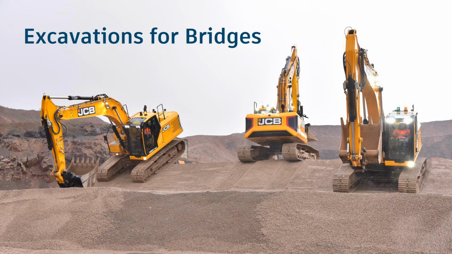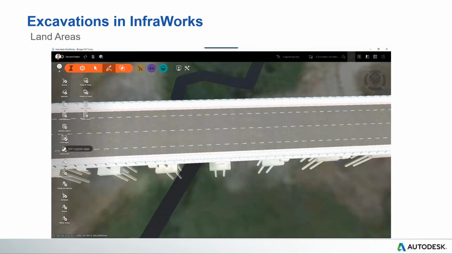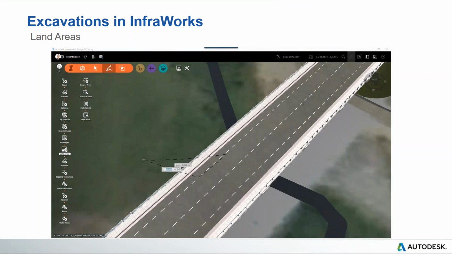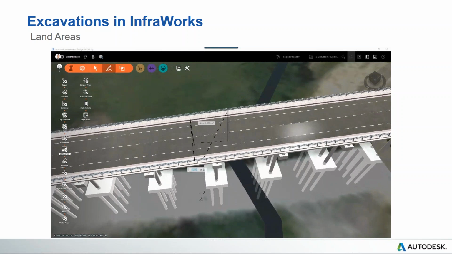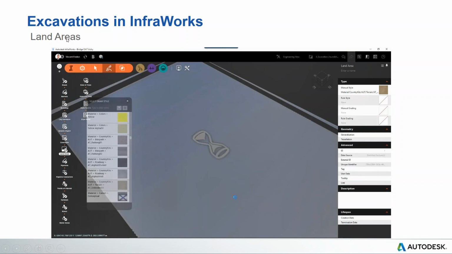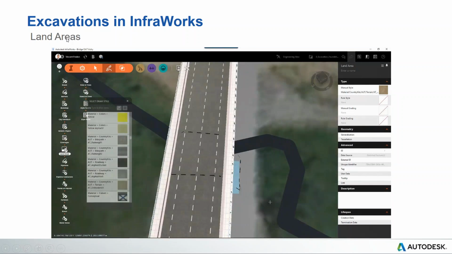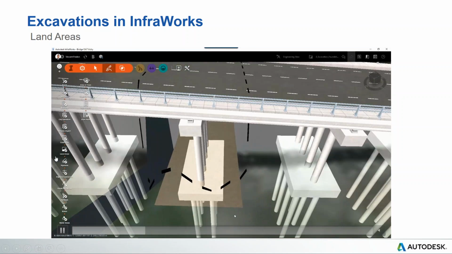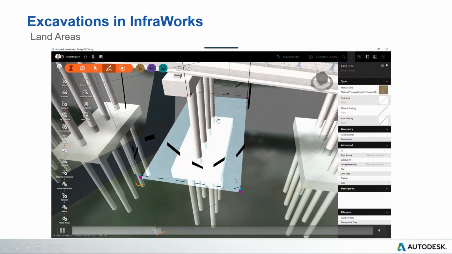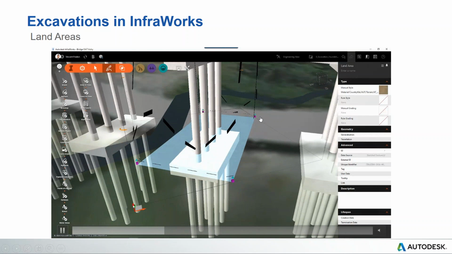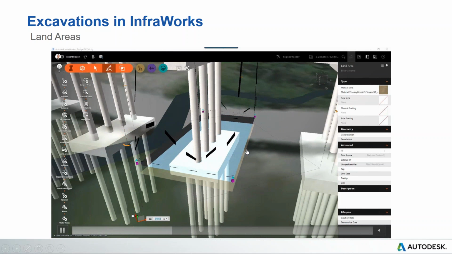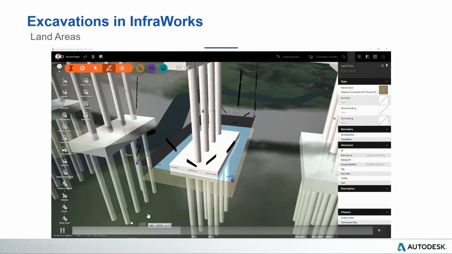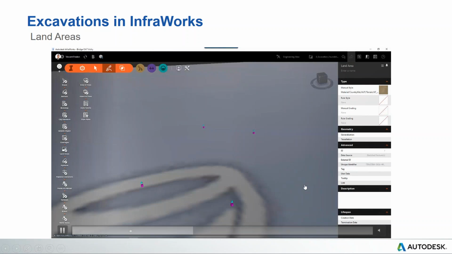What about checking the excavations required for these bridges, and specifically for the piles or the foundations or the pile caps? We can definitely make use of Infraworks as well as Civil 3D. In Infraworks, we can leverage the land areas capabilities. Here it's basically by just picking that land area icon and then specifying the area where we will be excavating, and using the gizmos, or by specifying a certain numerical figure, we can specify the depth at which we will excavate.